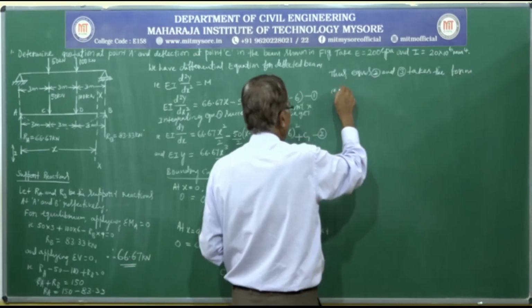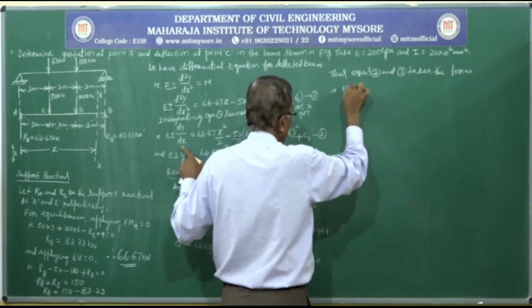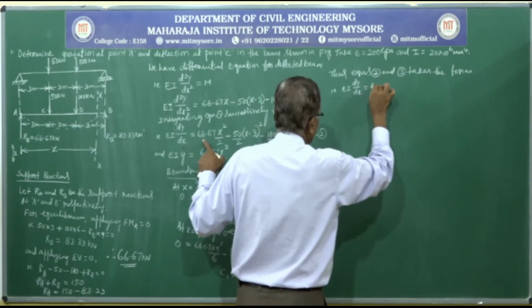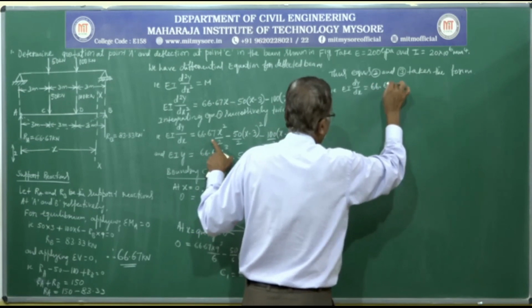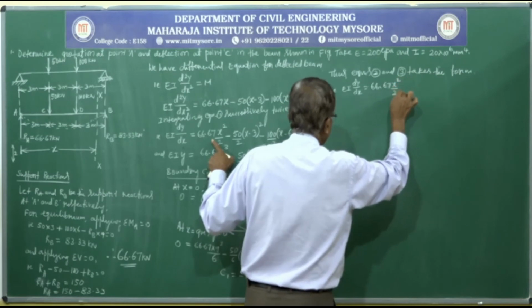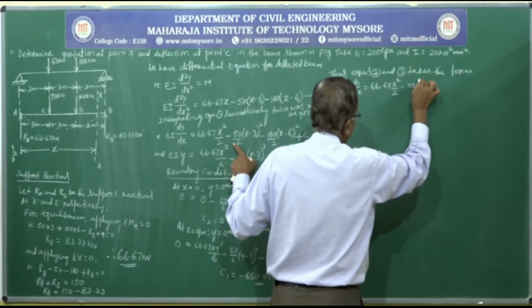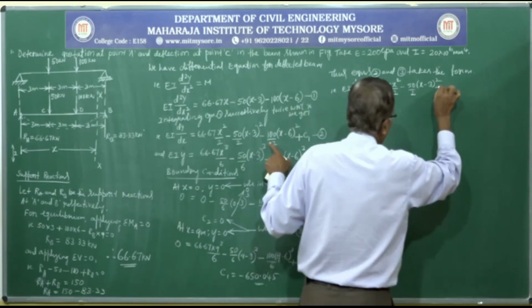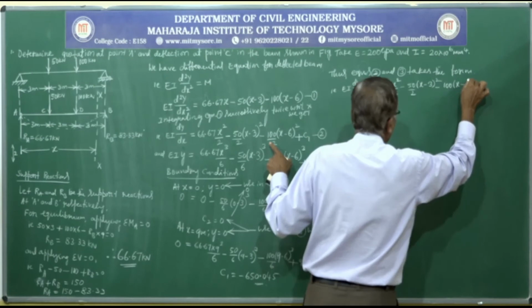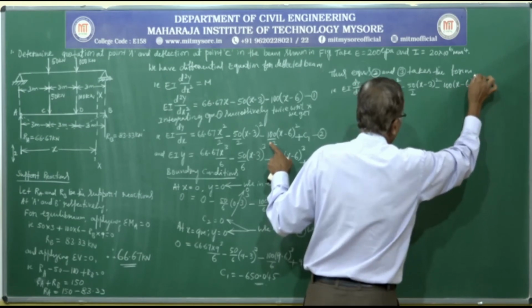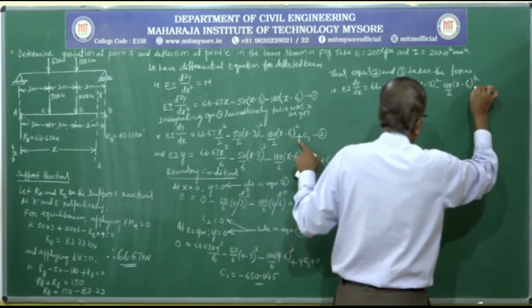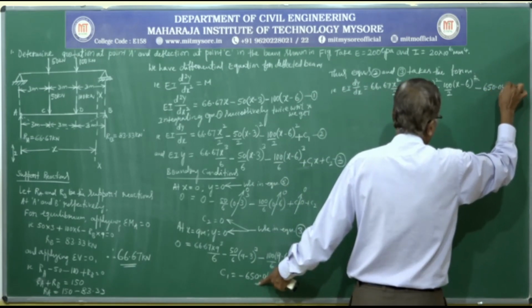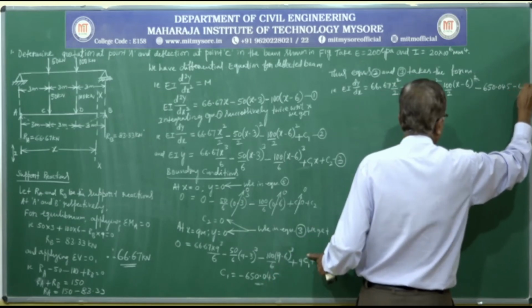That is, what is equation 2? Write as it is, EI dy by dx is equal to 66.67 x square by 2 minus 50 into x minus 3 whole square by 2 minus 100 into x minus 6 whole square by 2, and the C1 value we know it is minus 650.045. Call this equation 4.